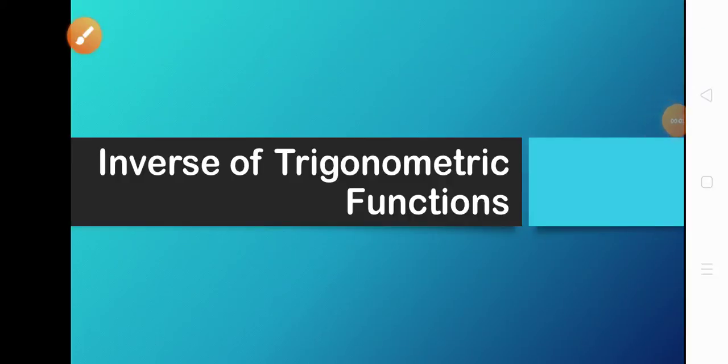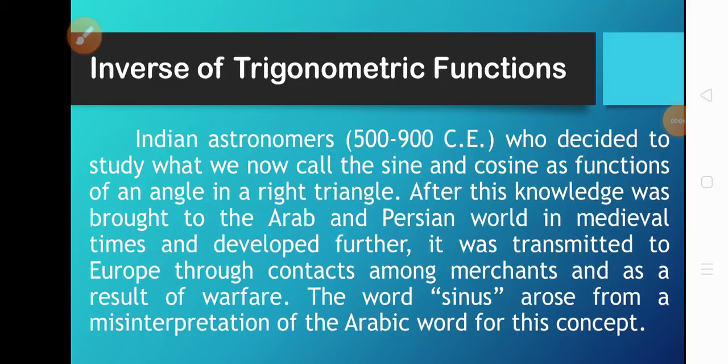Inverse of trigonometric functions. So this is the history of inverse of trigonometric functions. Indian astronomers 500 to 900 CE decided to study what we now call sine and cosine as functions of an angle in a right triangle. After this knowledge was brought to the Arab and Persian world in medieval times and developed further, it was transmitted to Europe through contacts among merchants and as a result of warfare. The word sinus arose from a misinterpretation of the Arabic word for this concept.